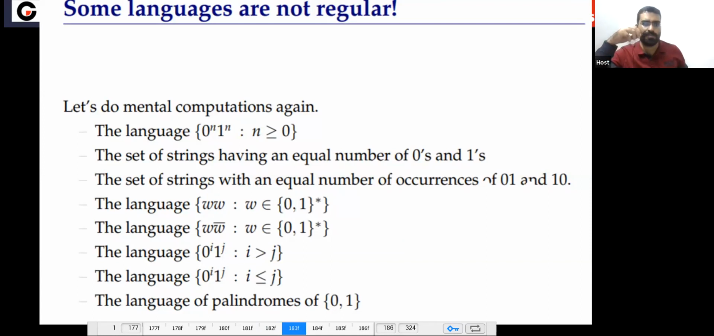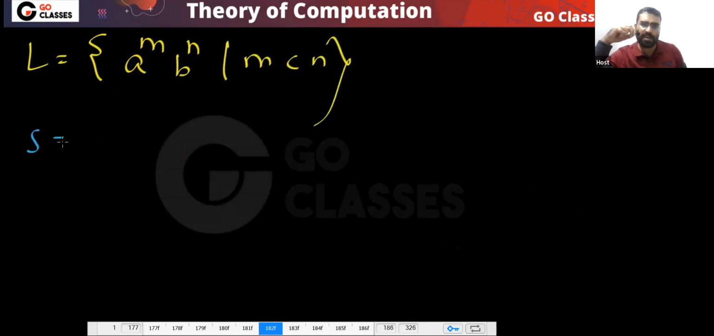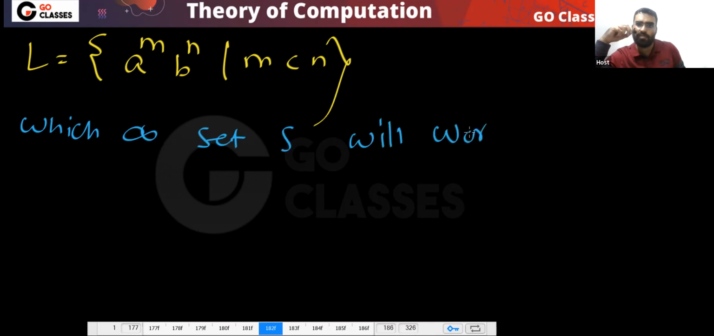But let me ask you some questions. One last question before going. Let's take this WW. Or maybe in this language, A power m, B power n, where m is less than n. Will this set work? Some set I am giving you, which infinite set S will work?